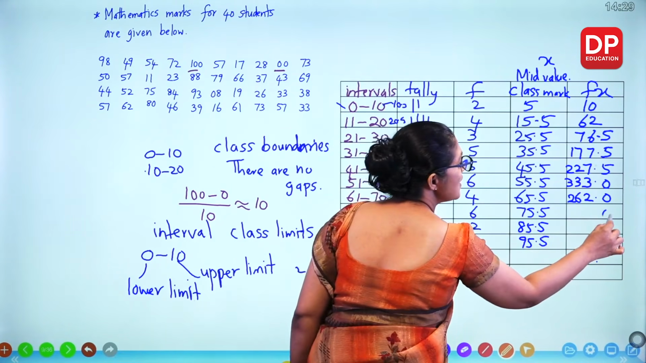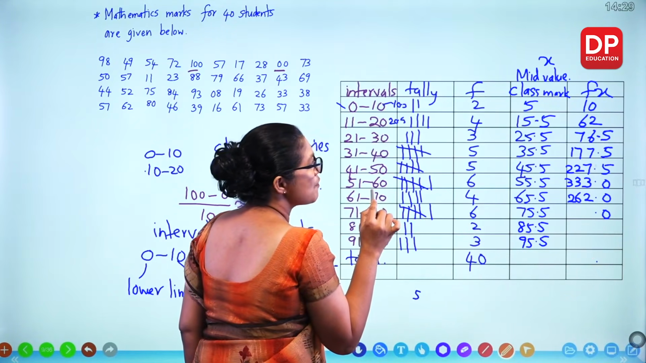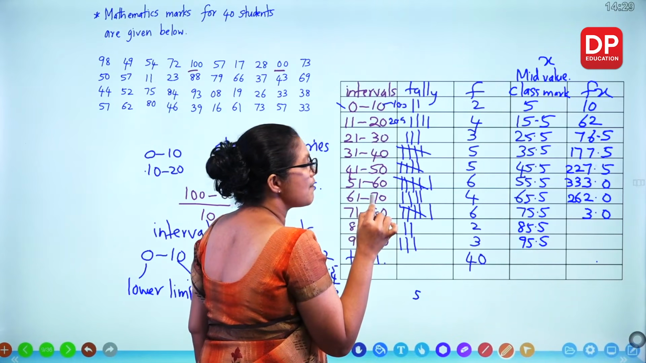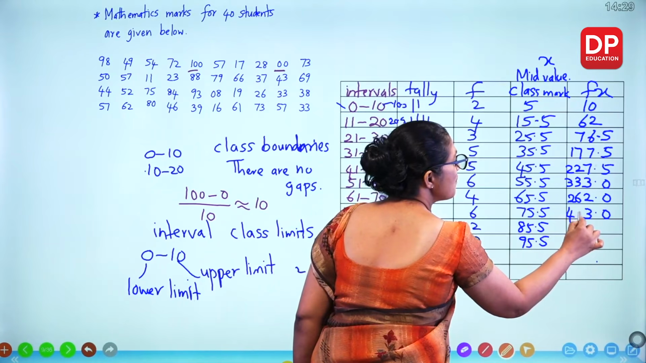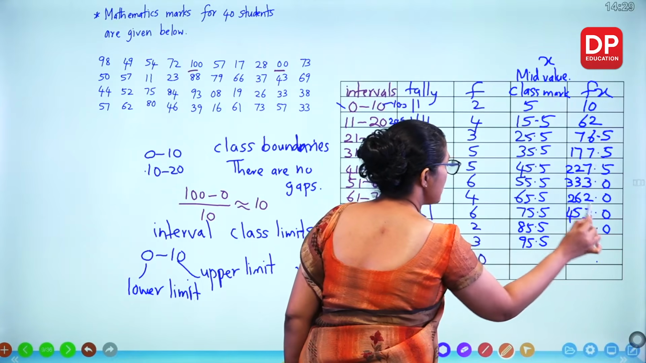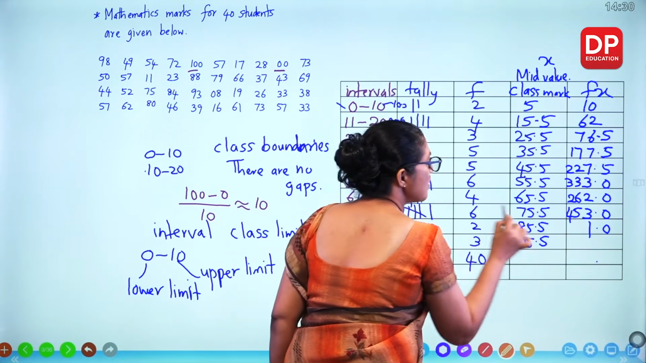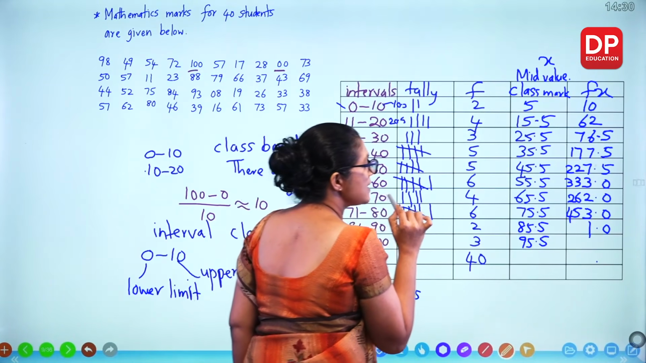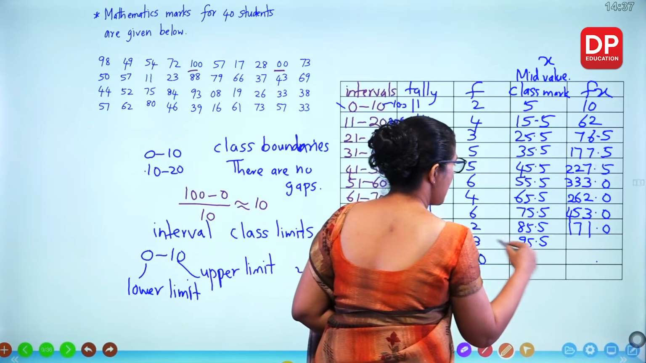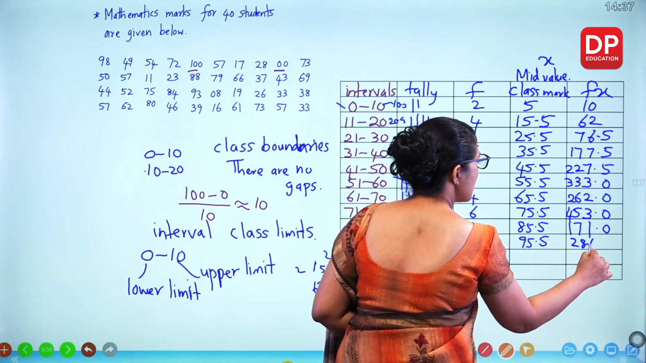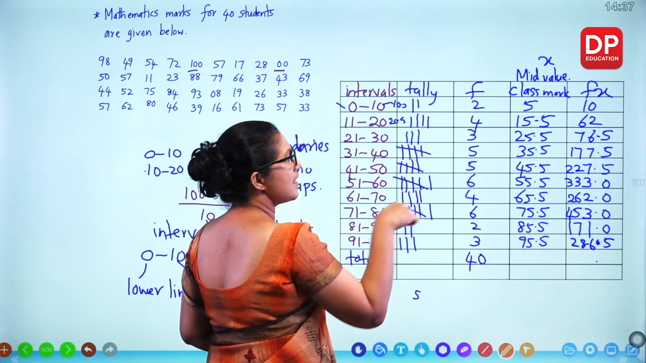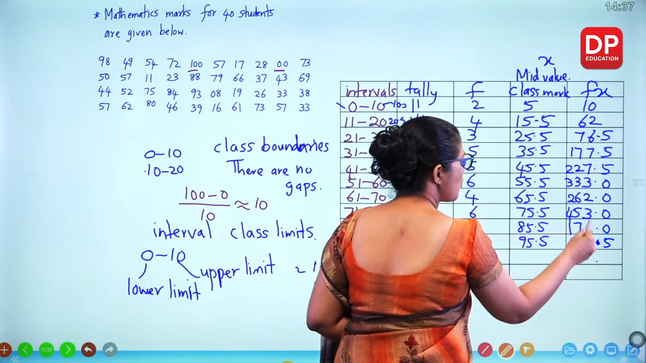6 times 5, 30, 3 remaining. 6 times 5, 30, 33, 3 remaining. 6 times 7, 42, 45. This one multiplied by 2, 2 times 5, 10. 10 and 1, 11. 2 times 8, 16 plus 1, 17. So 3 times this is 286.5, and then get the total, add all these together.